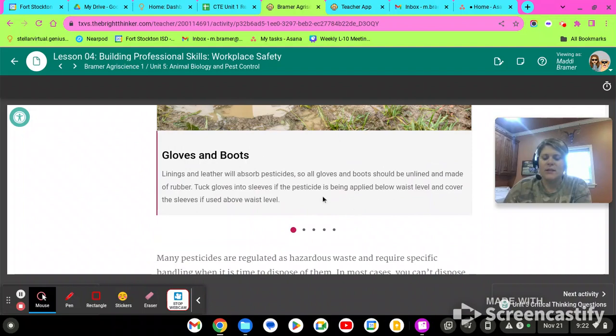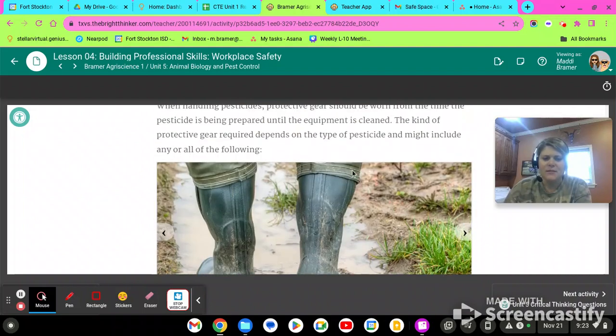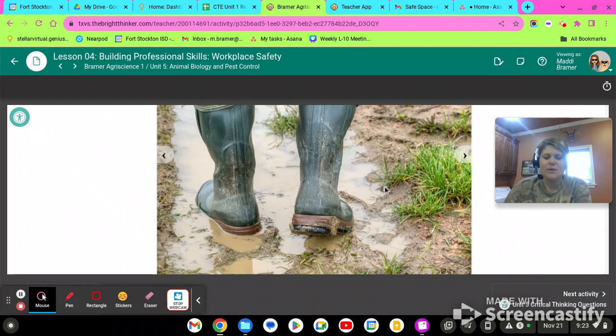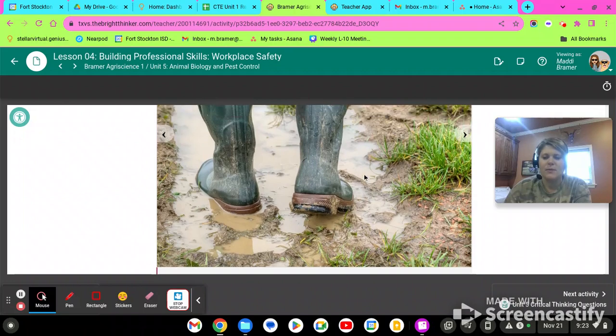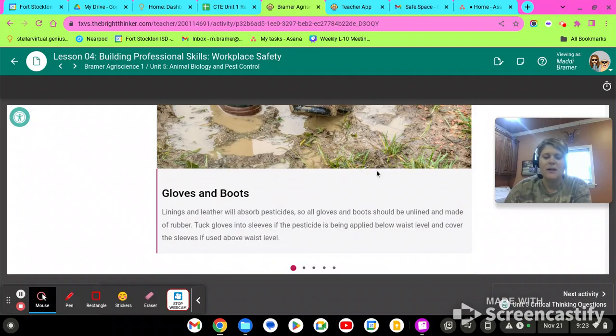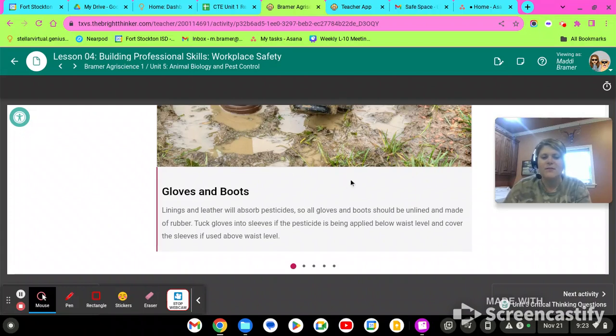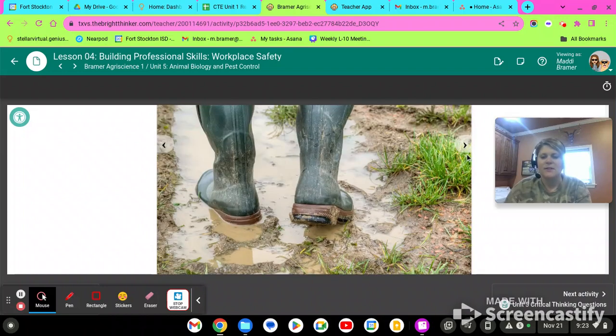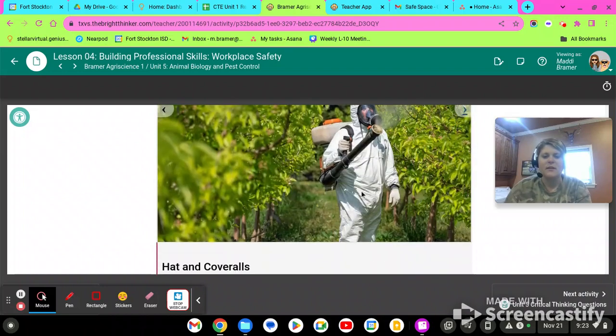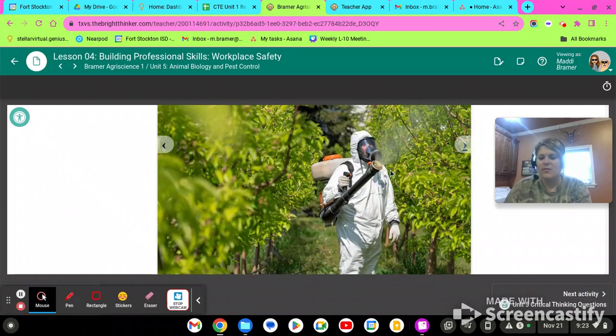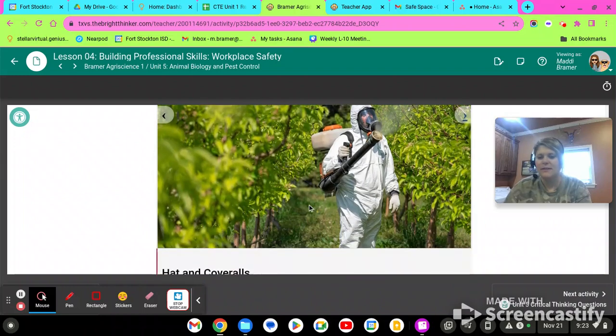So, for example, we talked about PPE. Some protection equipment might be gloves and boots. So they may have specific ones about that. So it says linings and leather will absorb pesticides. So all gloves and boots should be unlined and made of rubber. Tuck gloves into sleeves if the pesticide is being applied below waist level. Cover the sleeves if above waist level. Okay, that guy looks like he's off of Monsters Inc.